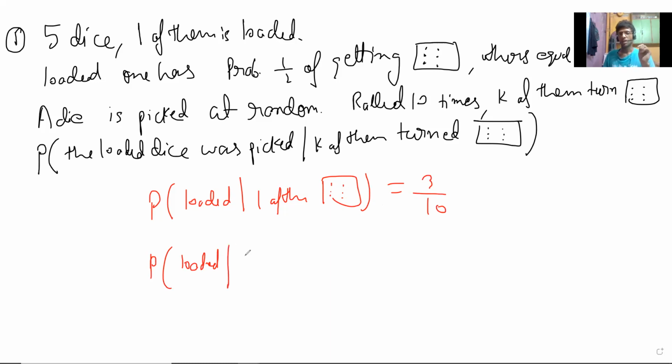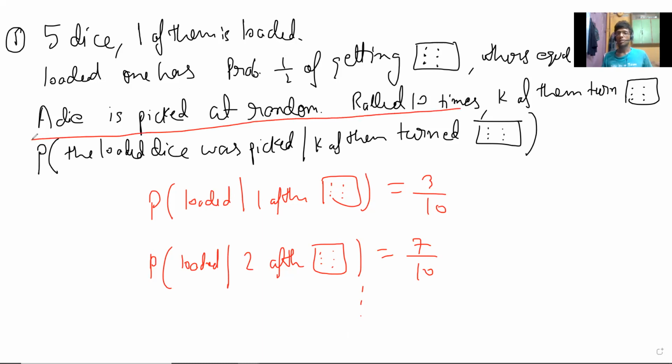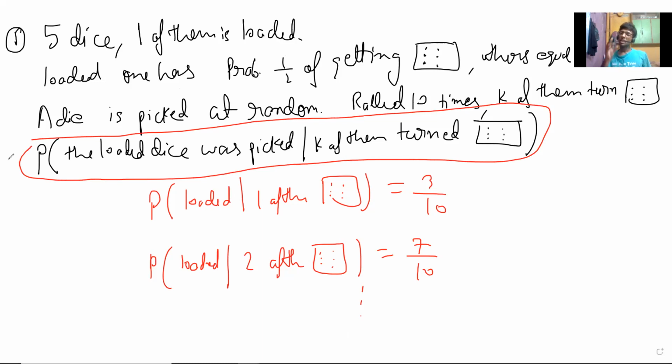But I'm just saying, for example, 2 of them came out to be 6, and let's say this probability was 7 by 10. So the first time the probability becomes more than 9 by 10, that's your answer. But you will get that directly if you can find this probability in terms of k. And then the minimum k will be that one, the minimum k for which this probability becomes more than 9 by 10.